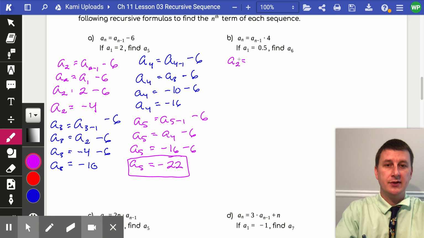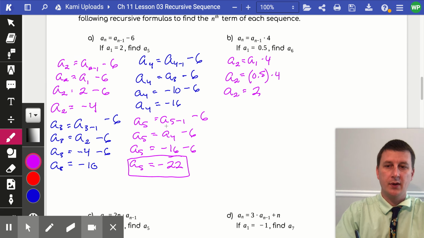And when we substitute 2 in for n, we're going to get 2 minus 1. I'm going to just automatically say that 2 minus 1 is 1 times 4. And a sub 2 will be, well, we know that this is 0.5 times 4. And a sub 2 is going to be, well, 0.5 times 4 is 2. All right, we're ready to find our third term now.